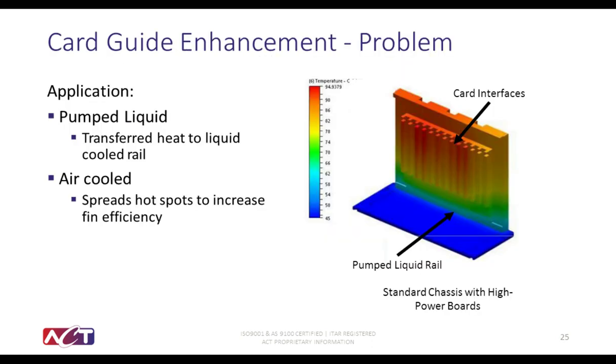Our next enhancement will be applying a high K plate to the chassis wall. A high K plate is effective in both liquid-cooled systems, such as our case study, and air-cooled systems. In a liquid-cooled system, the high K plate will not only spread the heat along the chassis wall, but will transfer it directly to the cooled fluid. In an air-cooled system, the high K plate will spread hot spots evenly throughout the wall, which will increase the fin efficiency of the system.